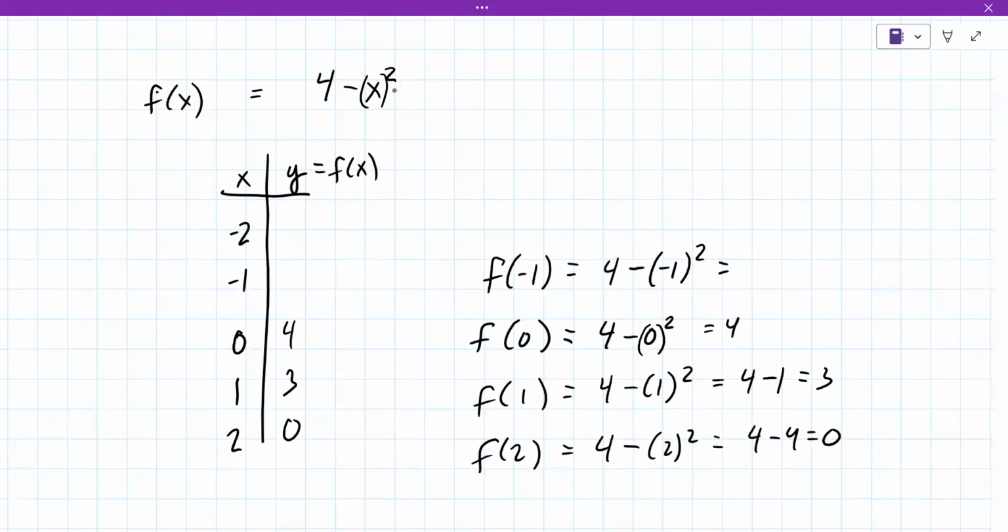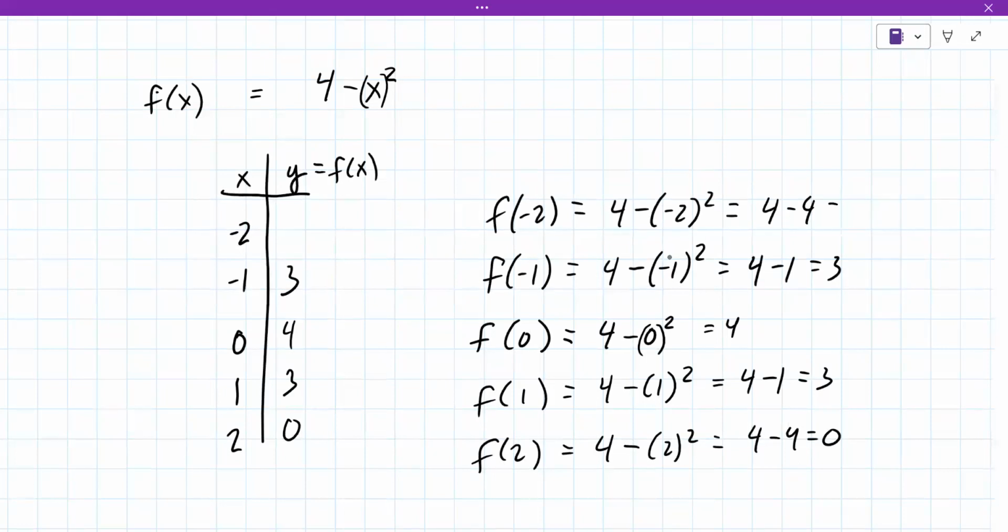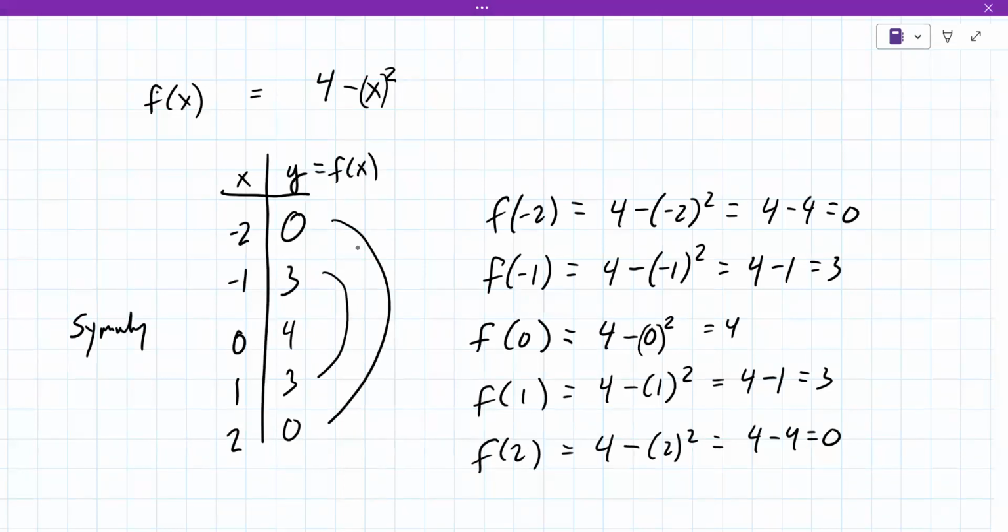4 minus (minus 1) squared. So it's really important that you put that number in parentheses when it's a negative number. So you square that first. 4 minus 1, that's 3. F of negative 2 is 4 minus 2 squared. 4 minus 4 is 0. What do you notice about anything with the numbers on the right? That they all go down, like they're the same, they're reflected. Yeah, there's this symmetry that you get about the vertex.